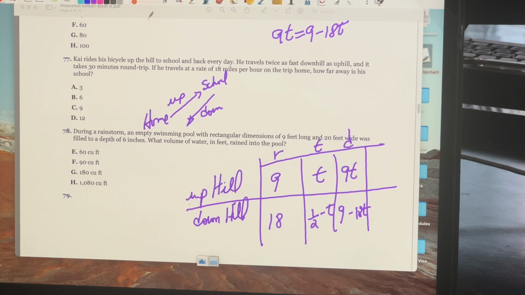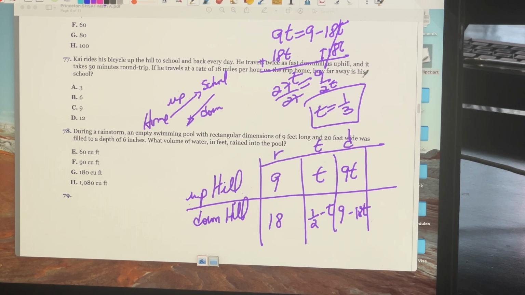We have variables on both sides. Make sure you get rid of one. We're going to get rid of the minus 18T, so we're going to do plus 18T on this side. That goes away. 27T, right? Because we're adding, equals 9. Divide both sides by 27, and T equals 1 over 3.